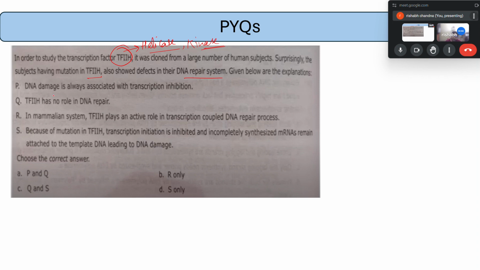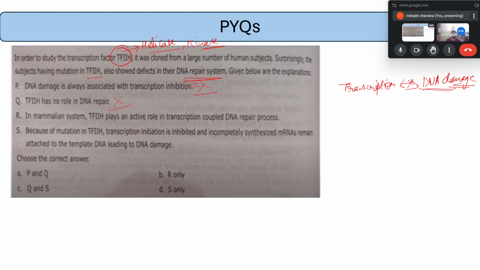DNA damage is always associated with transcription inhibition. No, this cannot be the case, because when transcription is happening, that is not related to DNA damage at all. It can be inhibited by means other than DNA damage. So this cannot be the case. Then, TF2H has no role in DNA repair. According to the statement given, when TF2H is mutated, the DNA repair system also showed some defect. So this also cannot be the case.